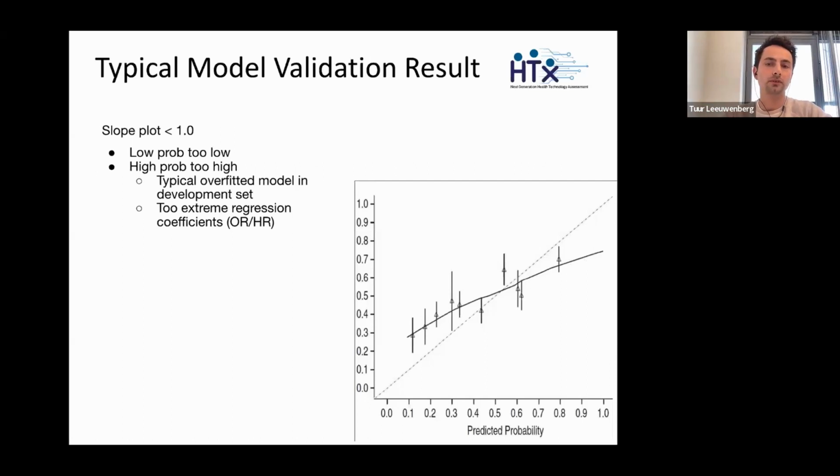And it's really important to know, because if you make a prediction and the model says 40%, then you ideally want the characteristics of this patient to really correspond to a 40% risk. And it shouldn't be 30 or 50.